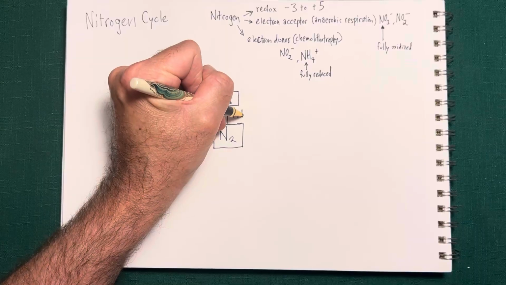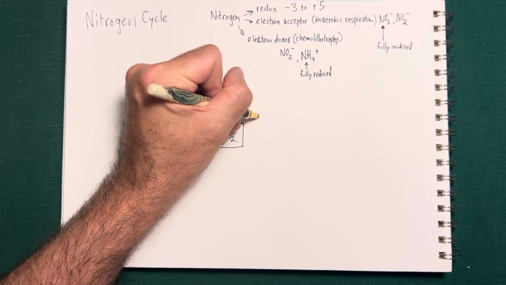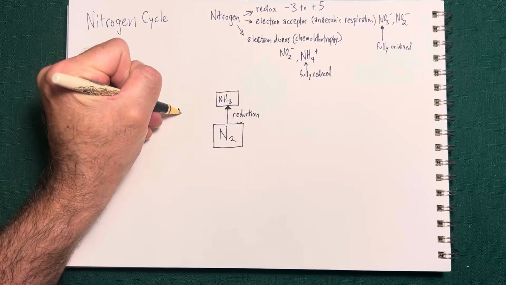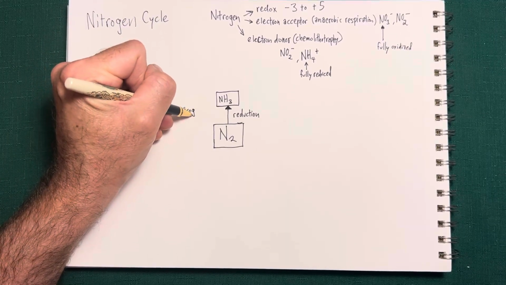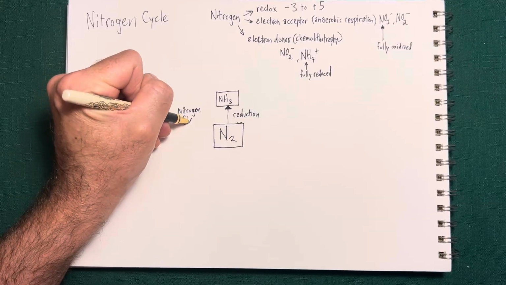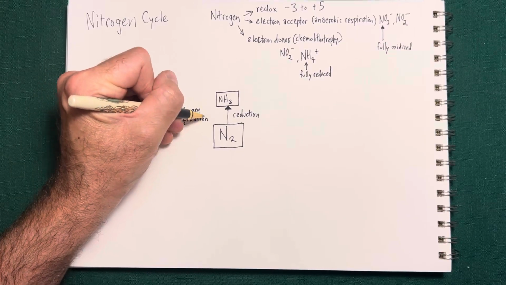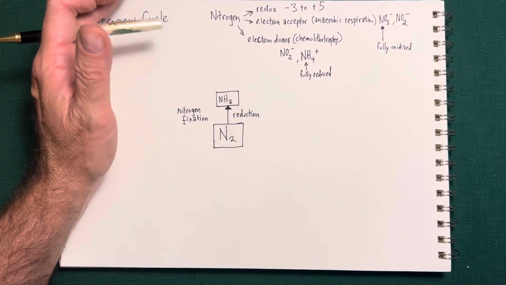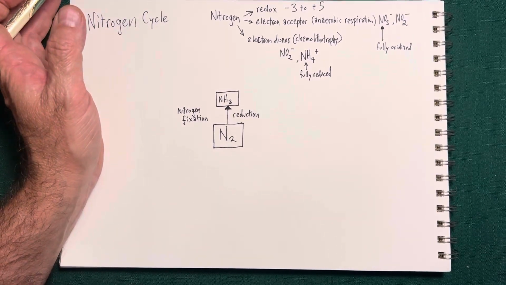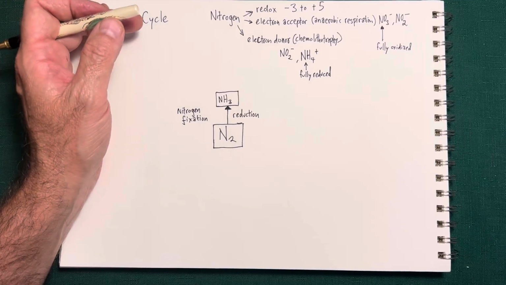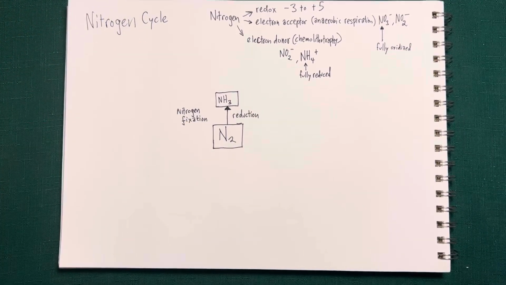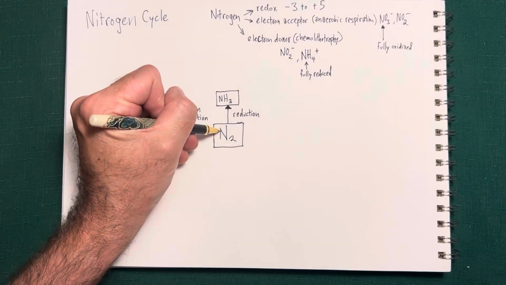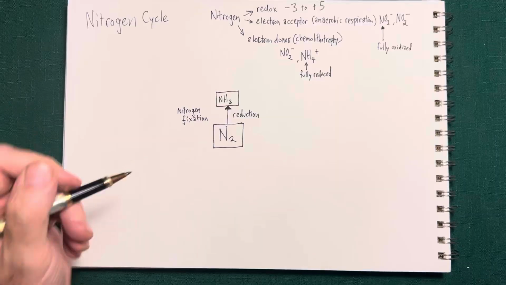This is a reduction reaction, and this process is called nitrogen fixation. Just like with carbon dioxide and carbon fixation, we're taking an inorganic form of the element and incorporating it into biomass. In both of these cases, that's what we mean by fixation: we're taking something that's not biologically available and converting it into something that is.